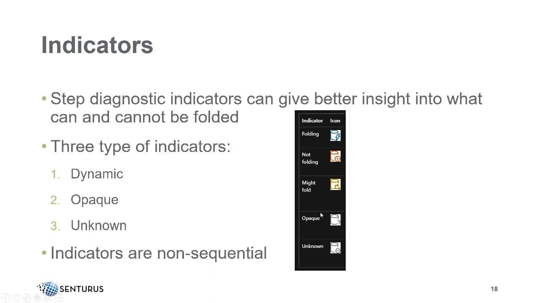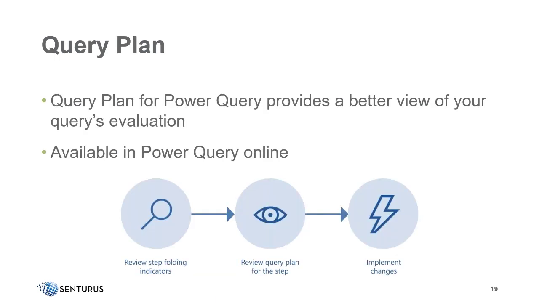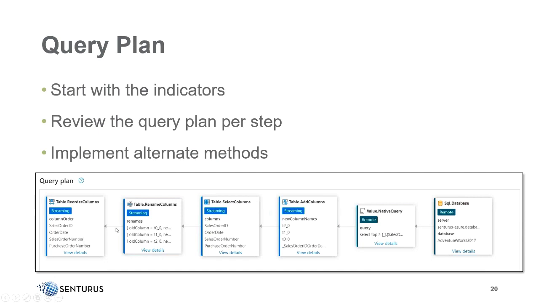The two primary ones that the majority of you are going to see, folding, not folding. When we see these, we want to look at the query plan. The query plan is going to show us what steps are folding and what's going on, and we're going to look at those indicators. We're going to look at the query plan that's being generated, and we're going to determine if there's steps that we can implement to change this. And we're going to see the actual SQL. We're going to see what is the SQL being generated.